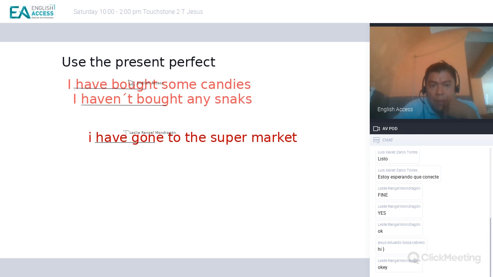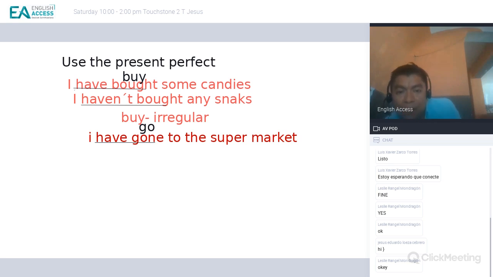In the simple form, bought is buy. Yes? And gone is go. Are they regular or irregular? Irregular. That's right. Can you give me a regular verb?